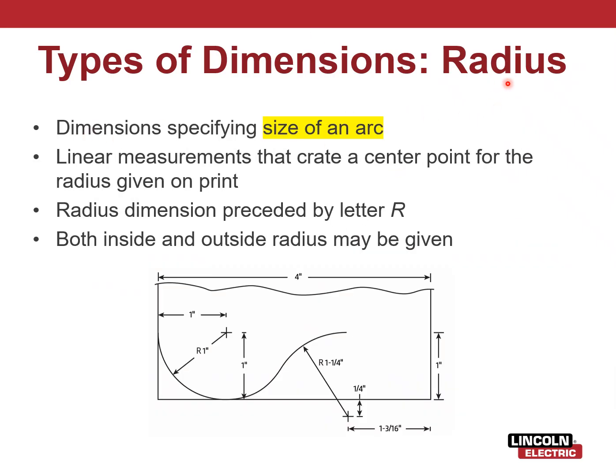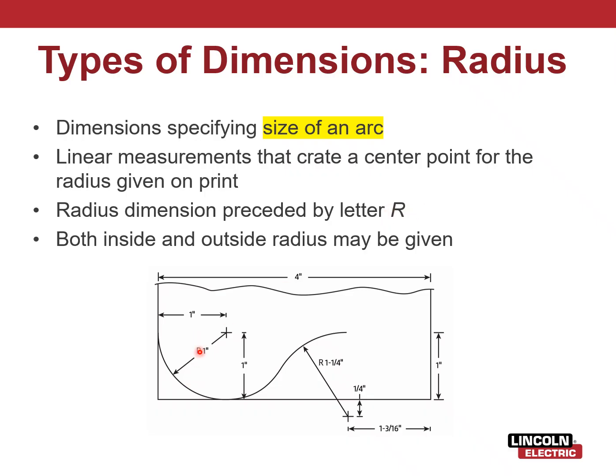Radius. So dimensions specifying the size of an arc, that's really all a radius is. When you look at something, if you see that R next to a dimension, that's telling you that's the radius of the part, as opposed to the diameter. So linear measurements that create a center point right here, 1 inch from the side, 1 inch from the bottom, that's going to give you the center point of the radius. And if you have equal dimension lines, 1 inch, 1 inch, the radius is going to be that size too. So 1 inch, 1 inch, it's going to give you a 1 inch radius. This is preceded by the letter R.